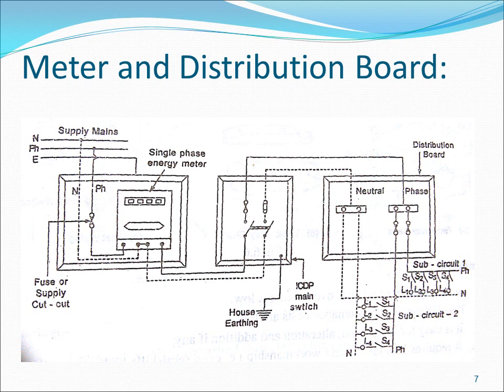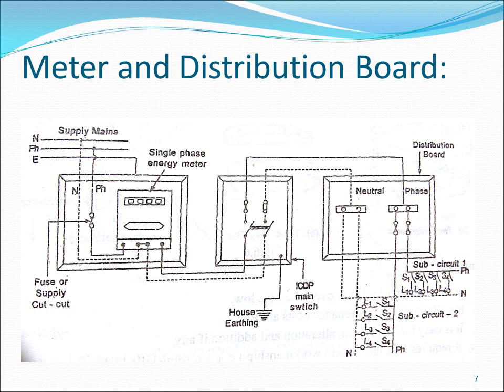From the energy meter the lines will be taken, phase and neutral line will be taken to the different sections, and that neutral and phase will be given to the different switches like to the load, fan, lamp, different loads will be connected to the neutral and phase. That is a distribution board.